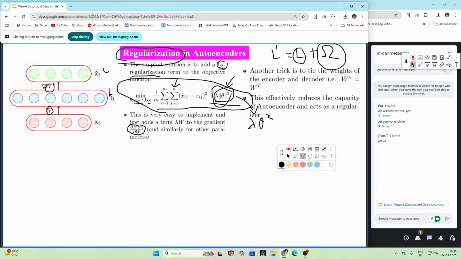The number of w will depend on nothing but the number of neurons in the encoding, decoding and input layers. For example, if we have this diagram as an example, we have 1 2 3 4 and 1 2 3 4 5 6.